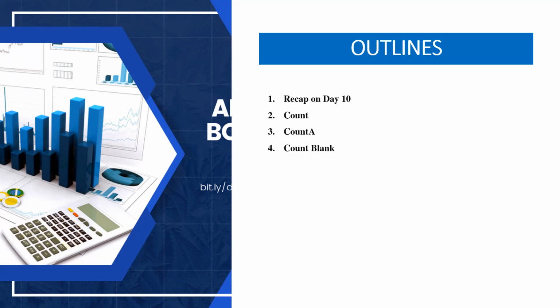We have count, count all, and count blank. Like I said, I'll repeat it again. Count counts all the cells that have numbers in them. Any cell that has a number in it, count will count it for you. But if the cells have alphabets, characters, or numbers, in order for you to count any cell that contains something in it, you use count all. Count all counts all the cells that are not empty, while count blank counts all the cells that are empty for you.